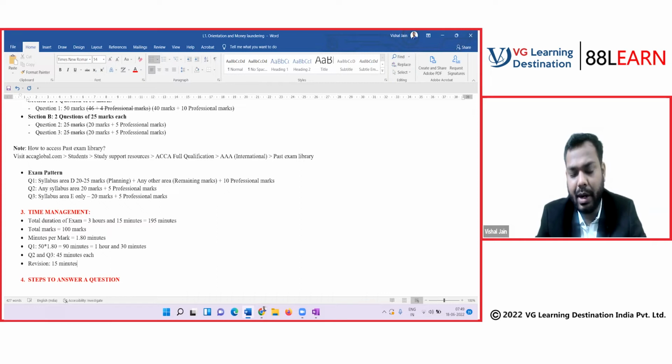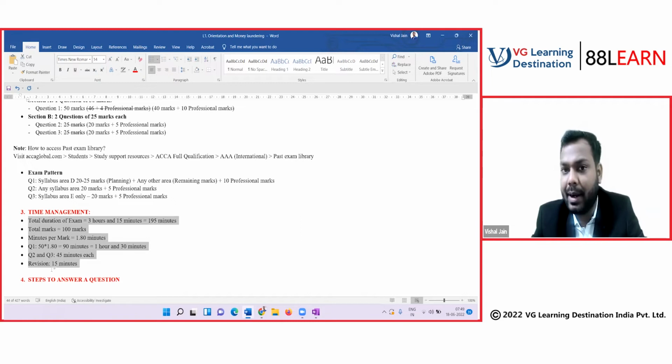You need to understand that in the AAA paper, the challenge that the student faces is how to manage the time. In the exam, if you have attended my lectures properly, you will not find even a single question whose answer you don't know, but still you will not be able to attempt the 100 marks. Why? Because you will not be able to manage the time. So time management is the utmost priority.